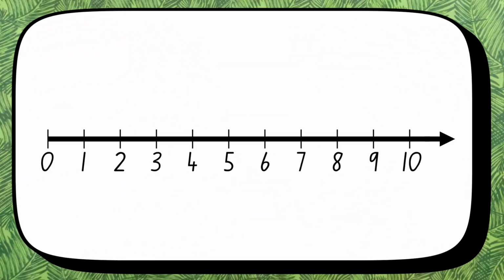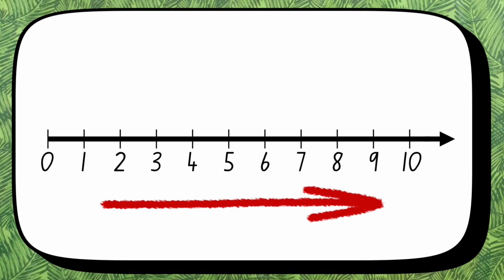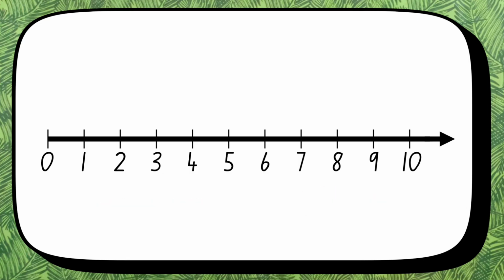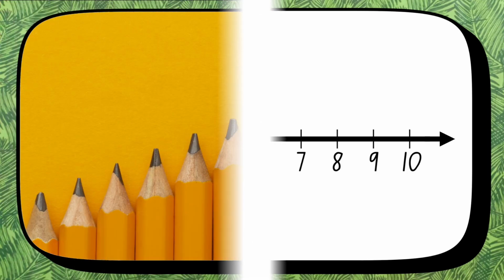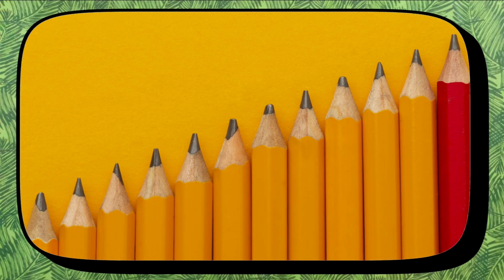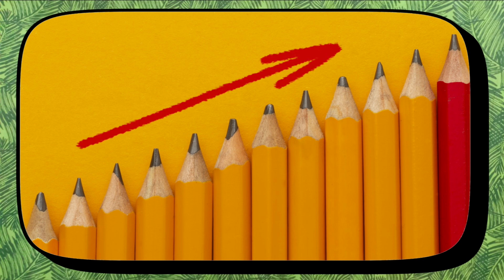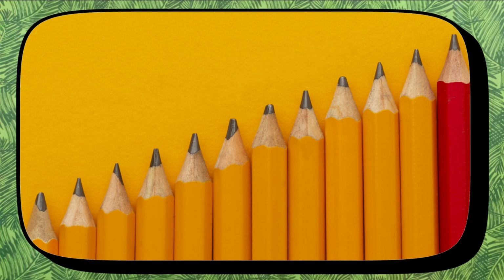Here's a number line, and it displays the numbers from 0 to 10 in sequence. They're all in order. These pencils have been placed in a sequence. They are in order from shortest to longest. Look around you. Can you see anything in sequence?